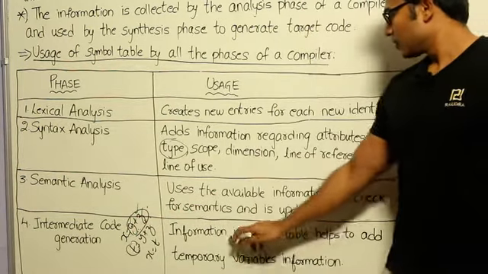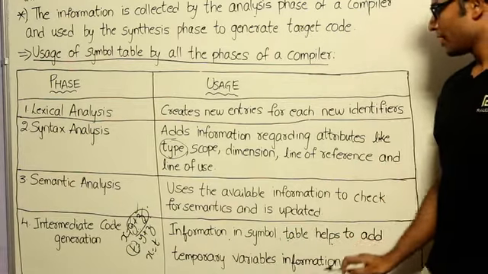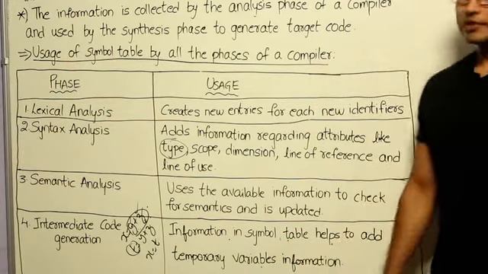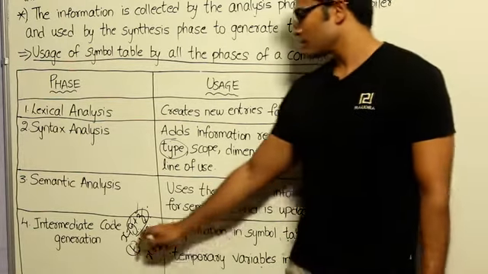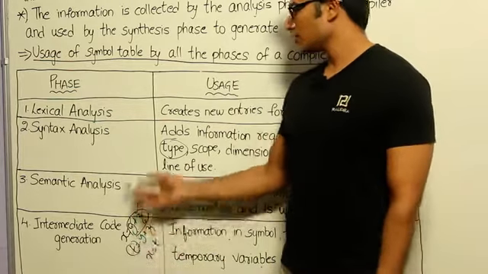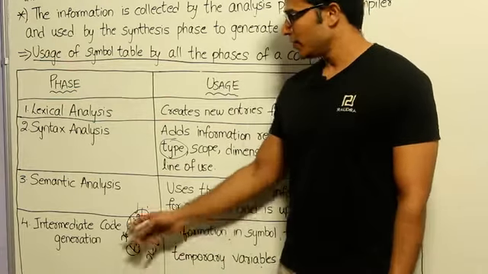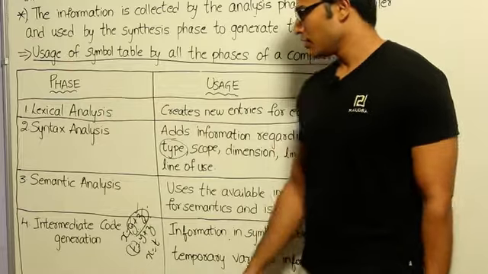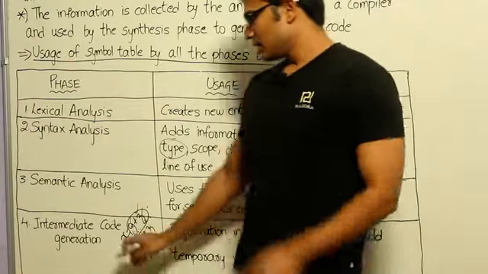See this. Information in the symbol table helps to add temporary variables information, right? So when you create the temporary variable, what type it should be depends on what the variables are. So likewise, all these stages are going to use the symbol table. Let's see the next one.